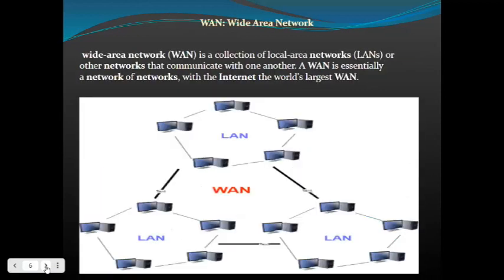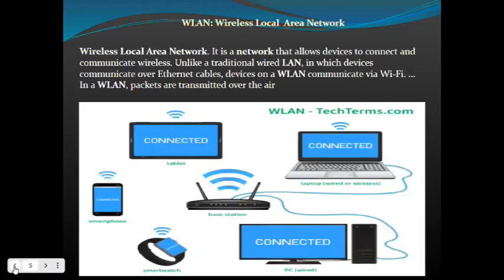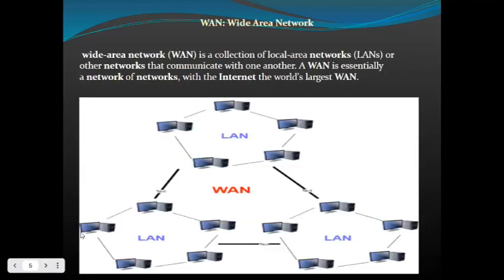So we have WAN. WAN is actually a wide area network. What that means is it has a wider coverage than the previous network. WLAN is for one specific area, and this is for a wider range. So this can take a little bit more extended area.